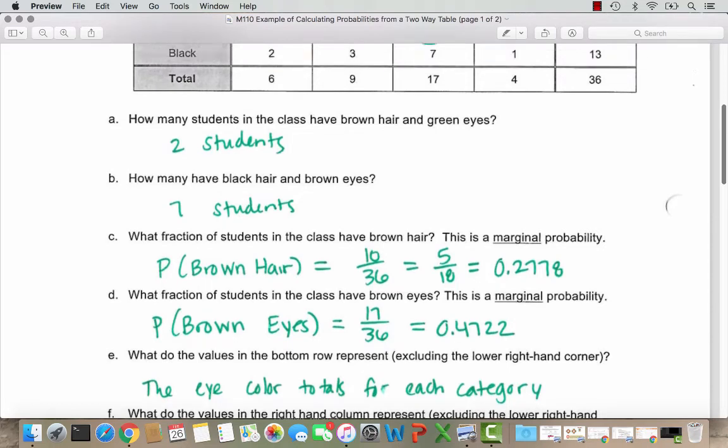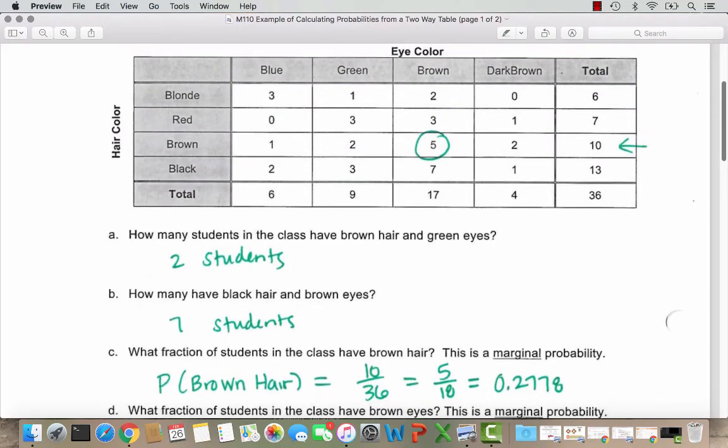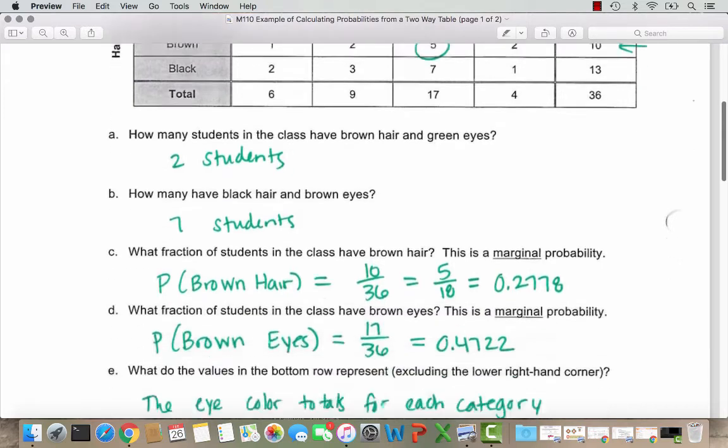So we come up to the brown eye color column in the middle, and we see the total down there is 17. So we can say 17 out of 36. Because that value 17 came out of the margin, we are again going to think about this calculation as a marginal probability. Marginal probabilities are any calculations where we're counting the whole group out of the total. And in a two-way table, the counts for the whole group come out of the margins, whether it's the bottom row like for eye color here or the right column like for hair color here.